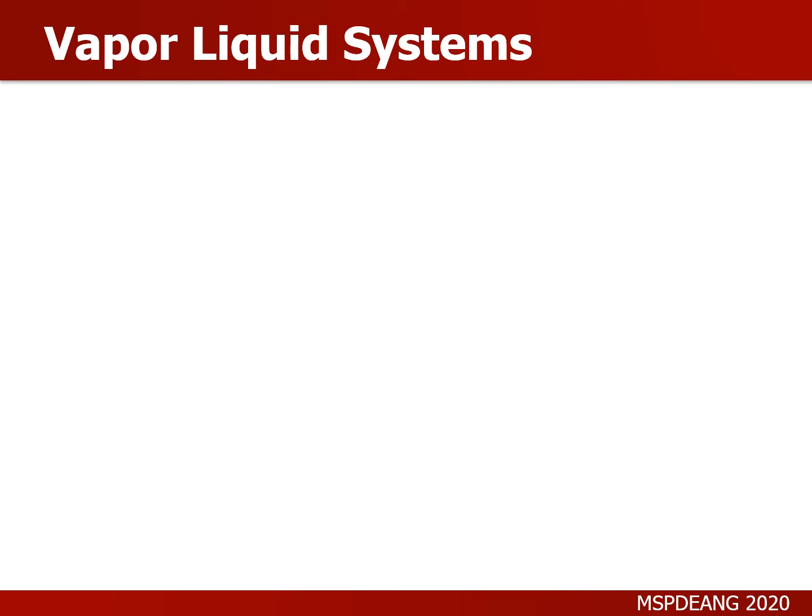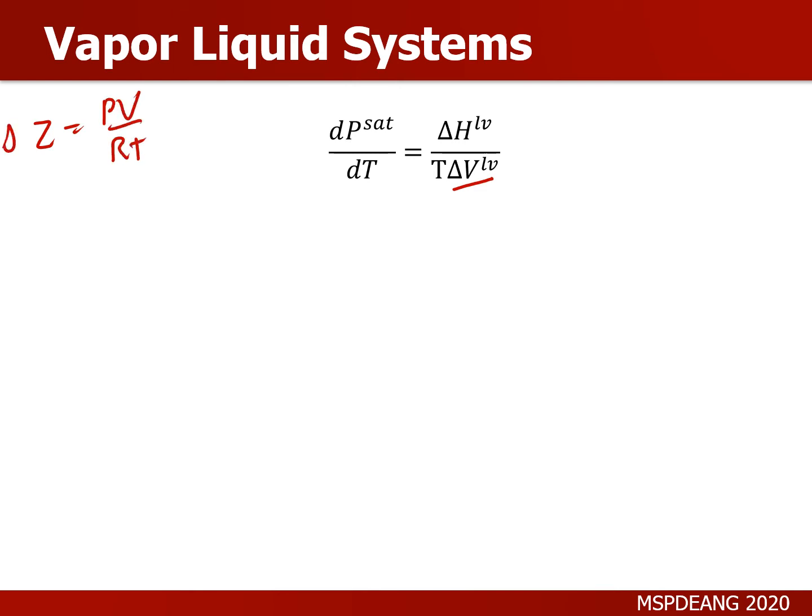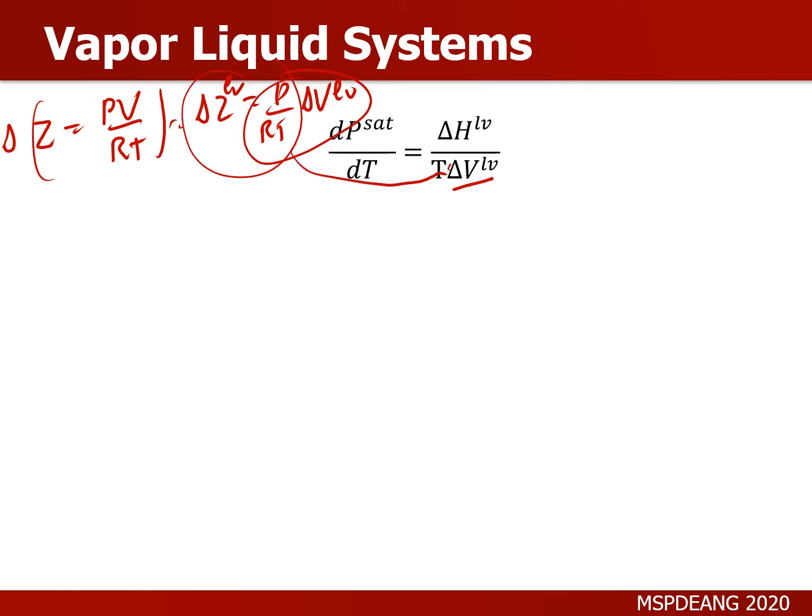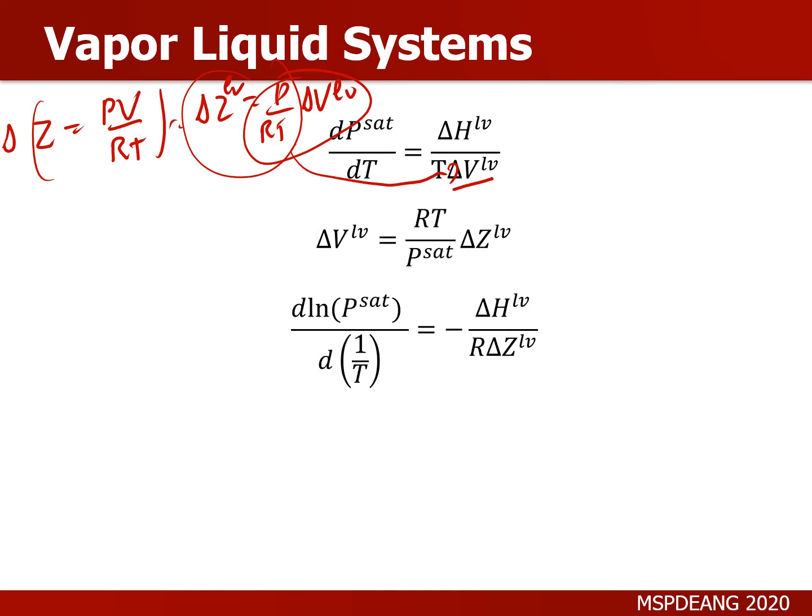Now for vapor-liquid systems, so vaporization processes, we can replace alpha beta by LV, so delta H of vaporization all over T times delta V of vaporization. Now we can obtain an expression for delta V LV from the compressibility factor, where Z is equal to PV over RT, and therefore delta Z LV is equal to P over RT times delta V LV. Replacing this expression in here, you can get the following expression.